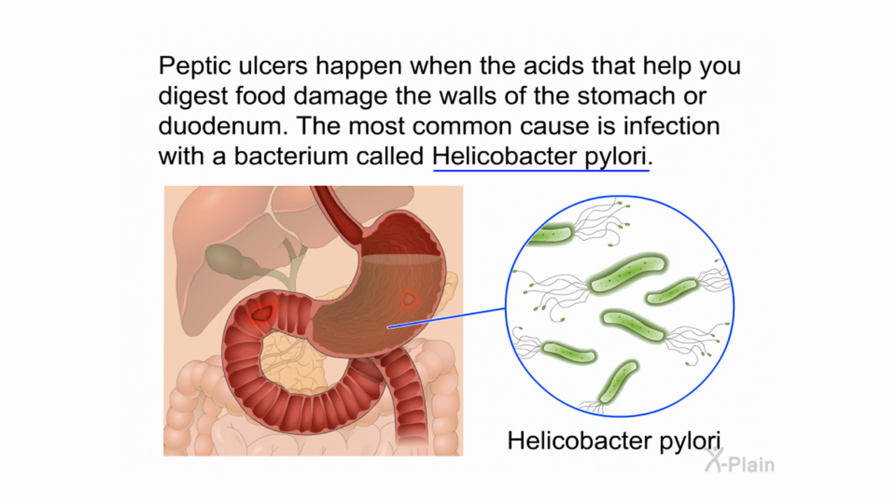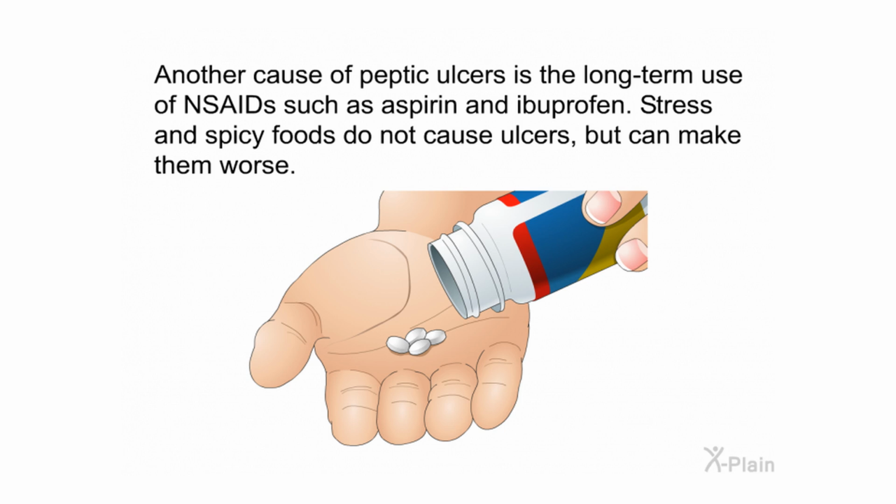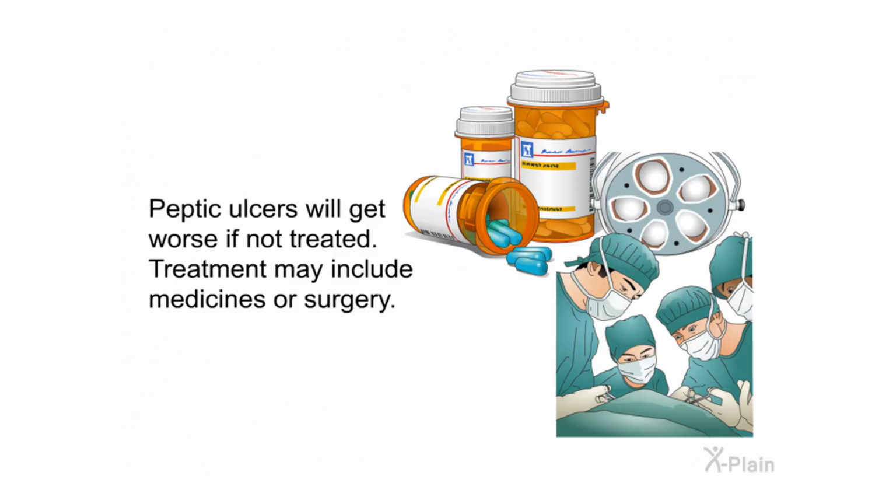Peptic ulcers happen when the acids that help you digest food damage the walls of the stomach or duodenum. The most common cause is infection with a bacterium called Helicobacter pylori. Another cause of peptic ulcers is the long-term use of NSAIDs, such as aspirin and ibuprofen. Stress and spicy foods do not cause ulcers, but can make them worse. Peptic ulcers will get worse if not treated. Treatment may include medicines or surgery.